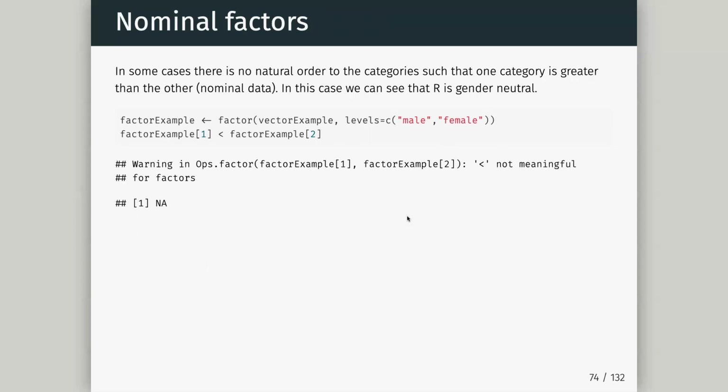In some cases, there is no natural order to the categories, such that one category is greater than another. So we have nominal data. In this case, if I wanted to say, what was my factor 1 and factor 2?